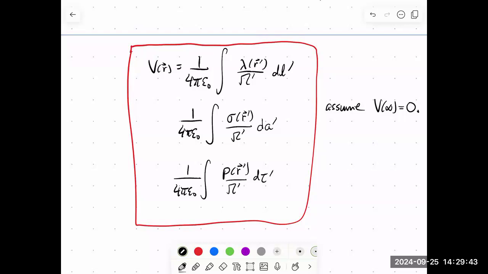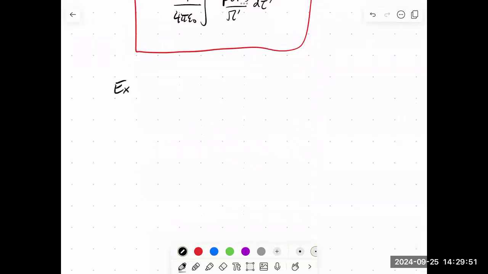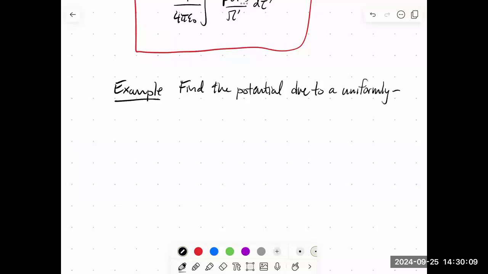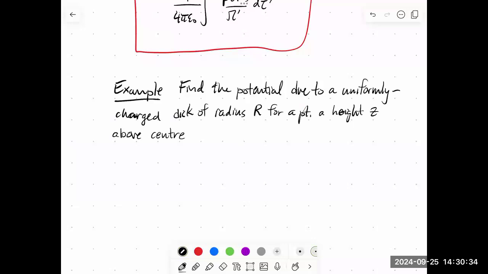All right, sorry about that. So here's the example I want to do. I want to find the potential due to a uniformly charged disk of radius R for a point a height z above the center of the disk.